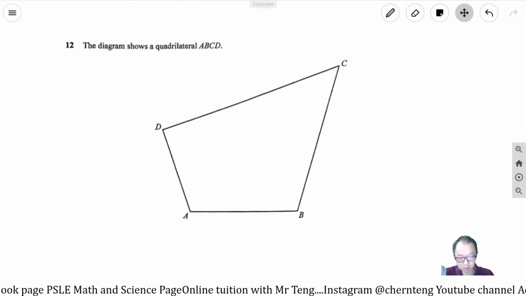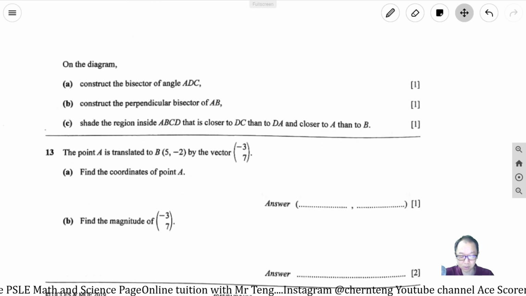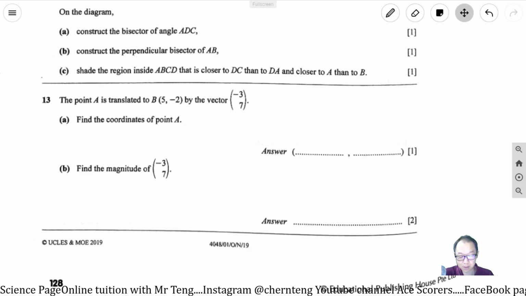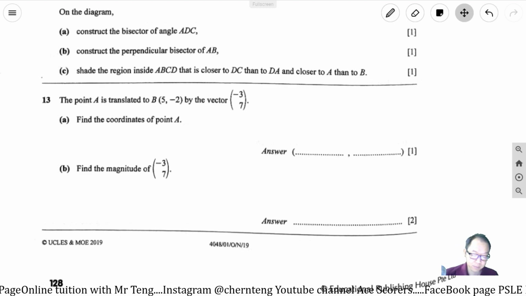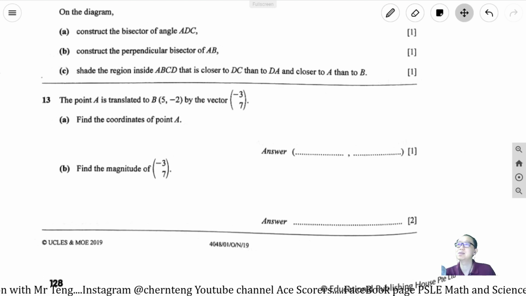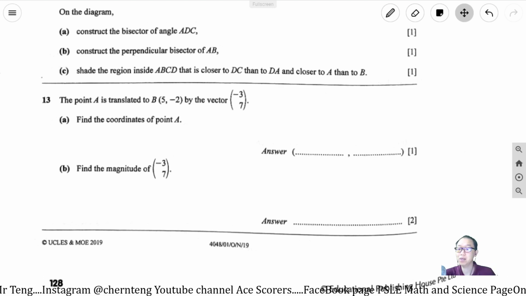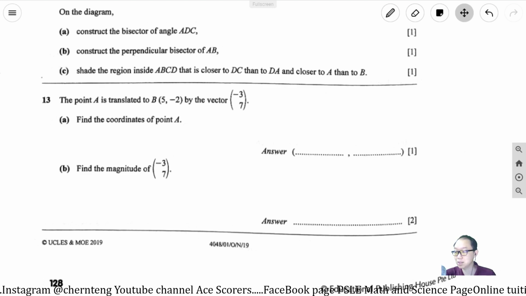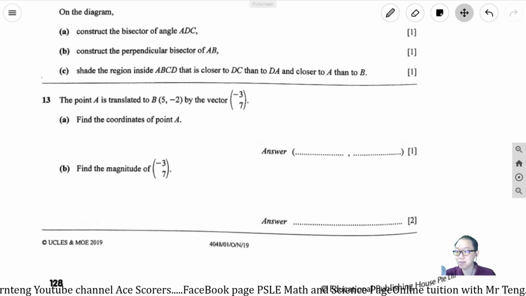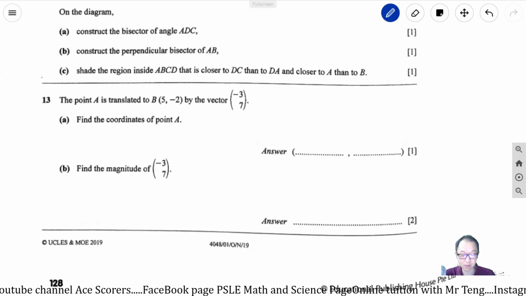Okay, quadrilateral drawing. Don't want to do. Don't have the set square. Next. The point A is translated. Find the coordinates of point A. Okay, vector. So vector is like a translation. That means it's the movement, right? From where to where, right? You got to move from one place to another. So if you want to find this vector A, you need to understand this concept, right?